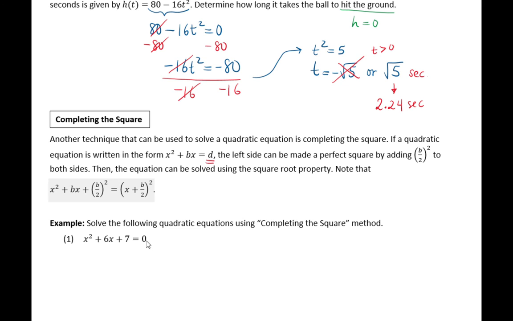For example, here the right side is 7. I have to move the 7 to the right side. So I have x squared plus 6x equals negative 7. Now let me just write it in this form. So I have x squared plus 6x equals negative 7. Now I'm going to add a number to both sides. And that will be determined by, as I said, the coefficient of x, which is 6. Now 6, you divide 6 by 2, you got 3, and you add the square to both sides, just add to both sides.